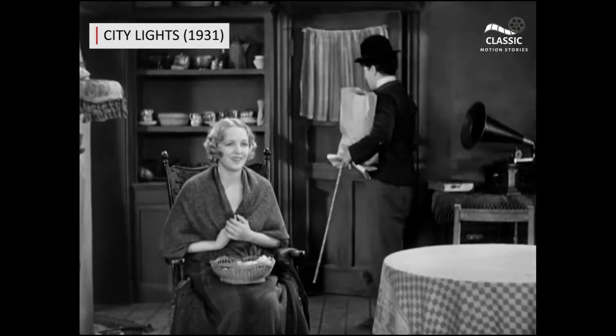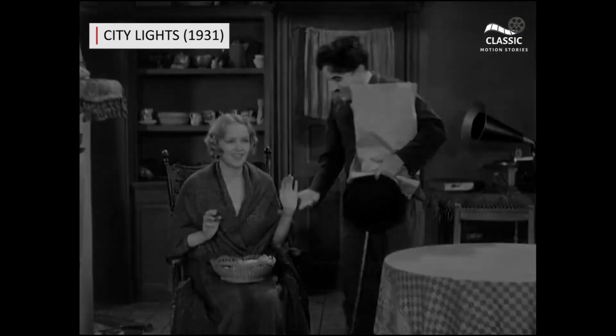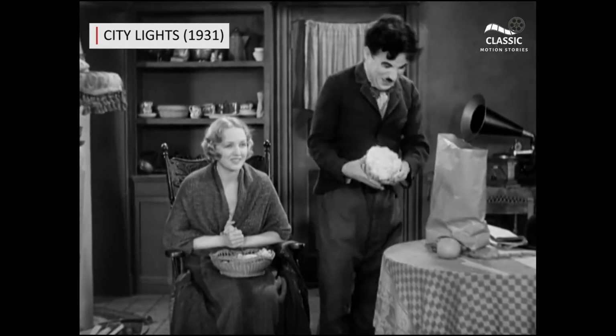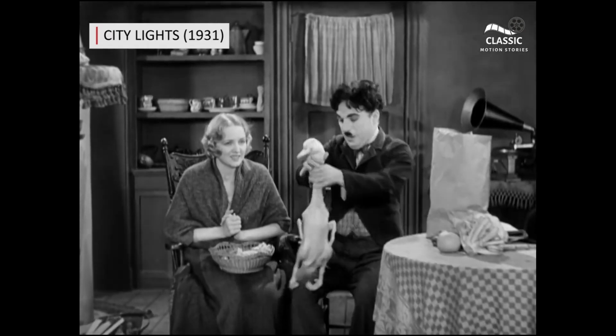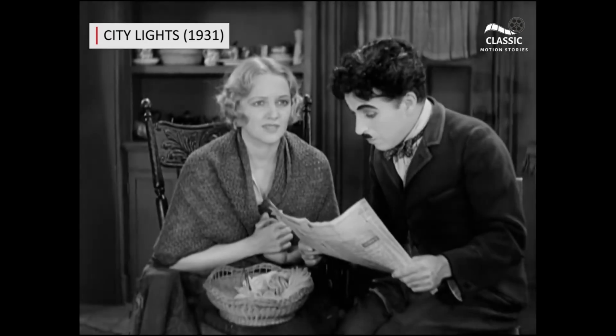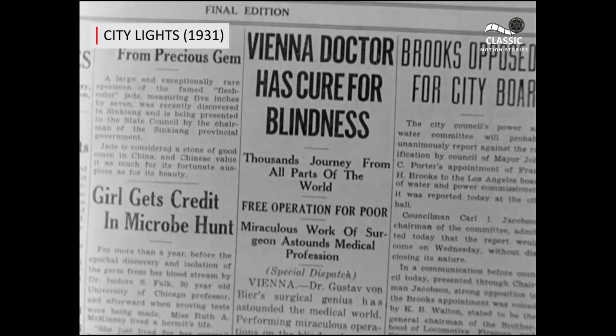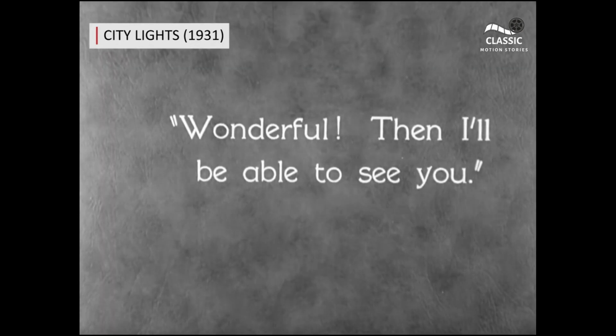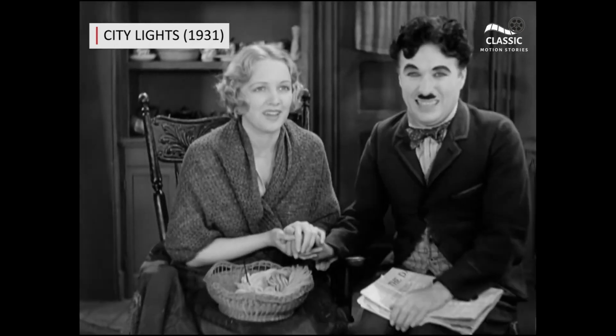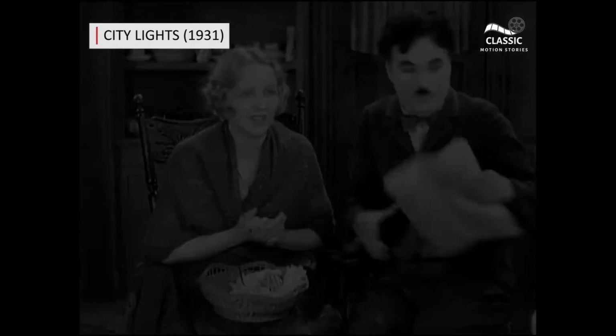During his lunch break, he visits her apartment to bring groceries, while her grandmother tends to their flower stand. To lift her spirits, he reads her the newspaper, including an article about a doctor capable of curing blindness. Excited by the possibility of regaining her sight, the flower seller expresses her hope to finally see the tramp.